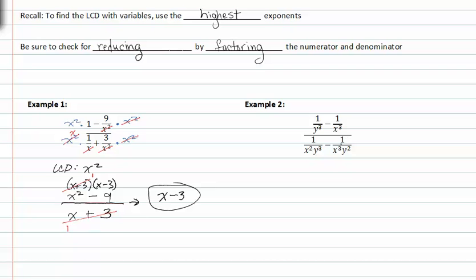In example 2, we again need to look for the highest exponents to determine what our LCD is. Our LCD in example 2 is x to the third, y to the third, since those are my highest exponents. When I multiply those through to each term in my numerator and denominator, my denominators will divide out.